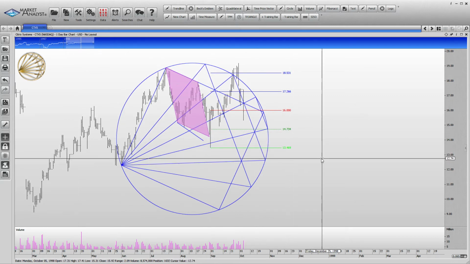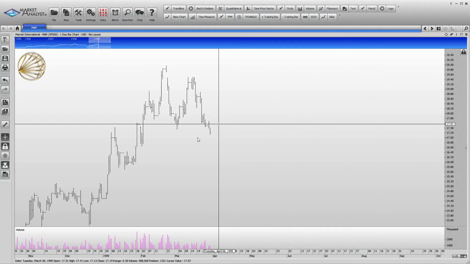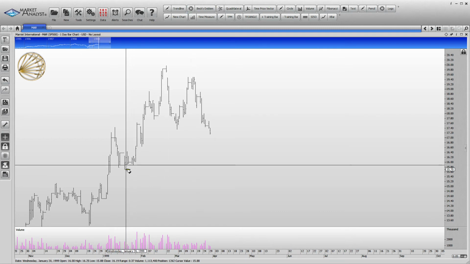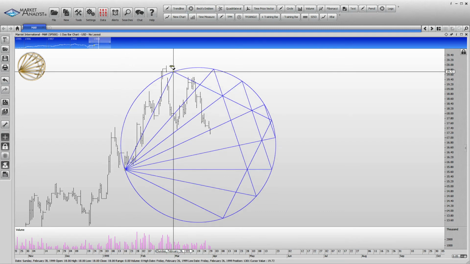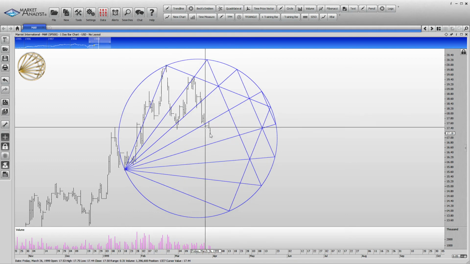Let's look at another example. Here's a potential bullish 52 on Marriott on the S&P 500. We're going to first of all draw the emblem. Obviously a trend continuation one, with the potential of the D point over here.